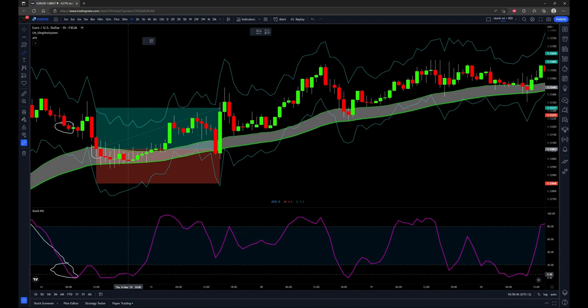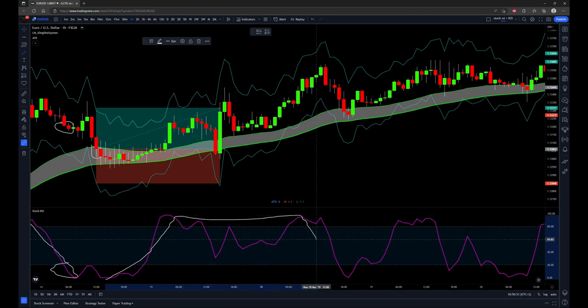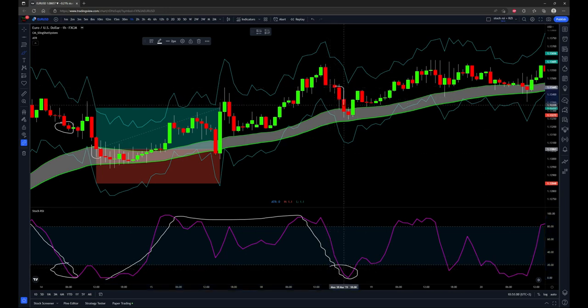So once again, looking for this to have a full reset. So coming from oversold to overbought, and then staying up there for quite a while, but eventually resetting back into the oversold territory over here. First happening on this red candle, which also wicks through the cloud. So we have those criteria being met.